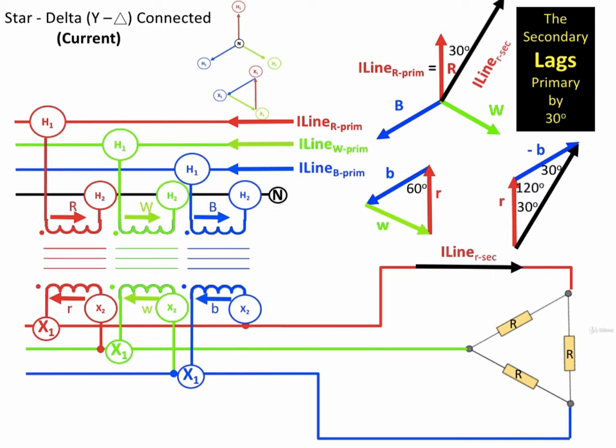However, what we haven't discovered yet, and we're going to go on to see that in the next few slides, is the magnitudes of these currents that are flowing in the primary and the secondary.